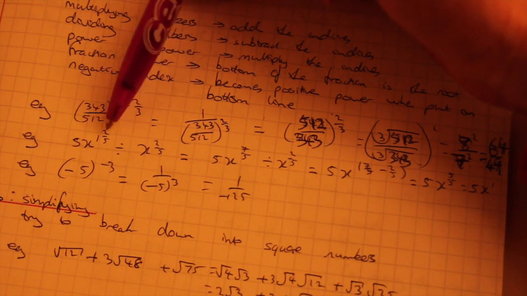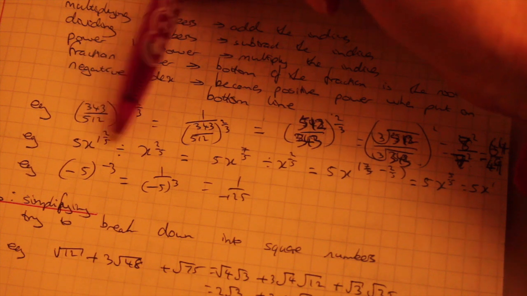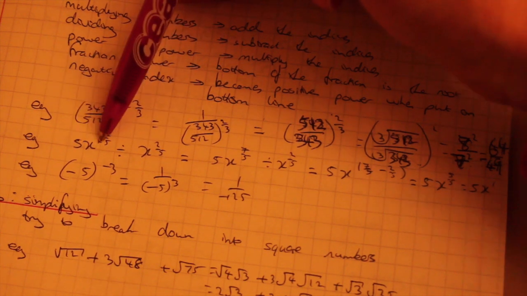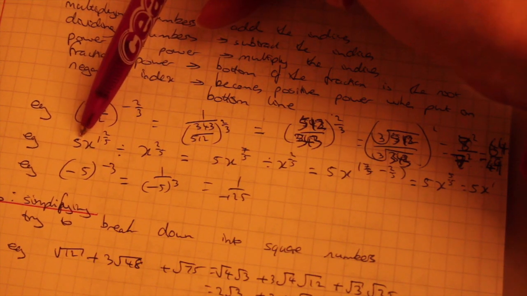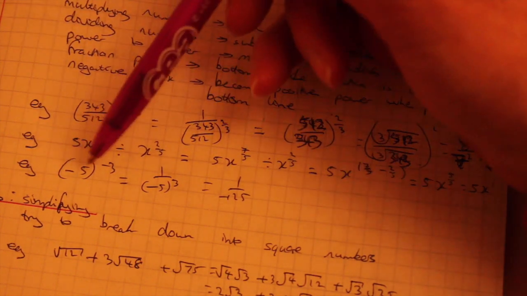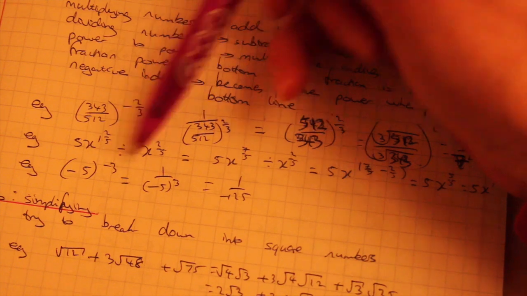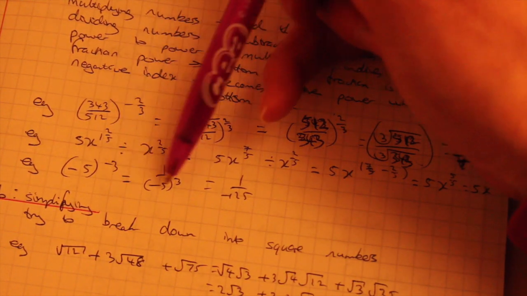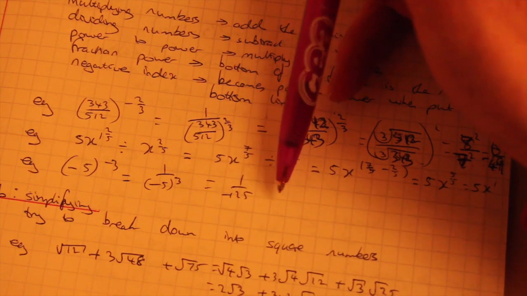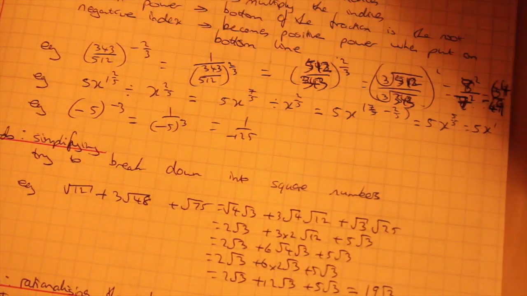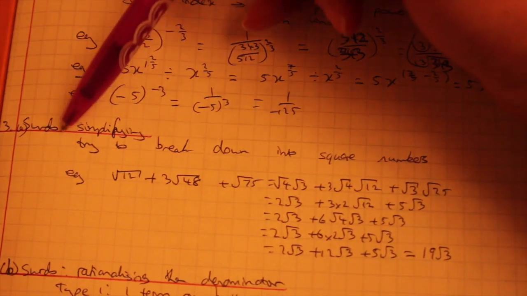Down here in this one, when you are dividing numbers, subtract the indices. So 1 and 2/5 take away 2/5 is just 1. So that's 5 and then x to the 1. This one here, minus index means 1 over the positive index. It's 1 over minus 5 to the power of 3, which is 1 over minus 125. So that's your indices rules. Surds.